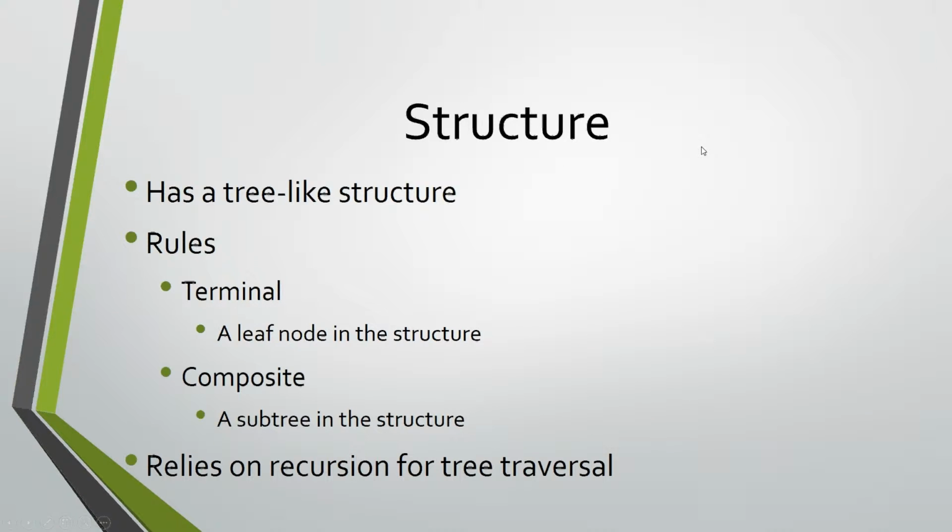The structure of the interpreter design pattern is tree-like, and it follows several rules. Its structure consists of terminal nodes and composite nodes. A terminal is the leaf node on the structure, while the composite is the subtree. And this type of pattern relies on recursion for the traversal.